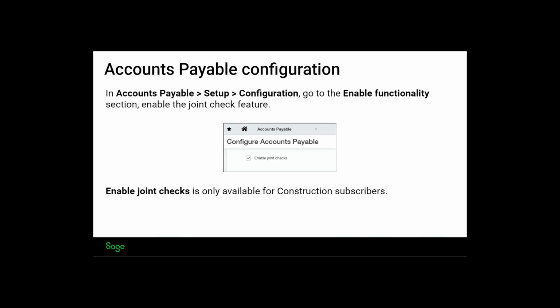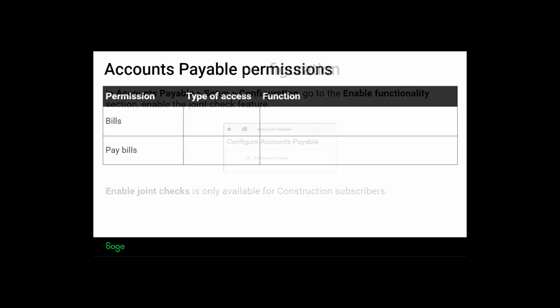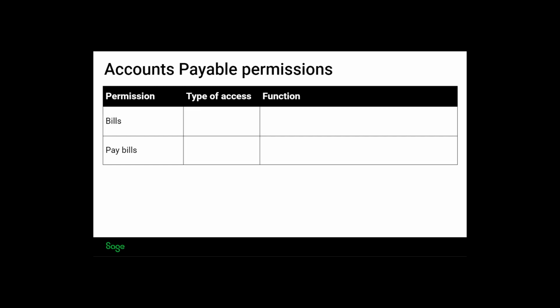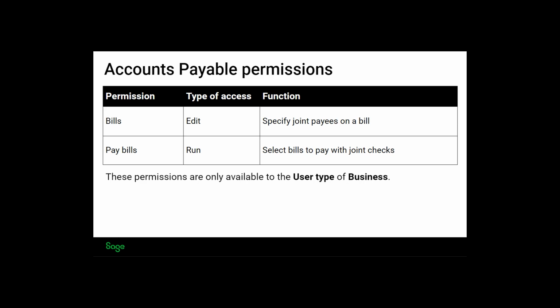You enable this setting in Accounts Payable configuration by selecting the Enable Joint Checks checkbox in the Enable Functionality section. As for user permissions, the Joint Checks workflow involves the Bills and Pay Bills tasks in Accounts Payable. For the Bills task, you have to be able to edit an existing bill to specify joint payees. For the Pay Bills task, you need run permissions so that you can select the bills to pay and assign the joint payee on the payment. The permissions listed here are only available to the business user type.